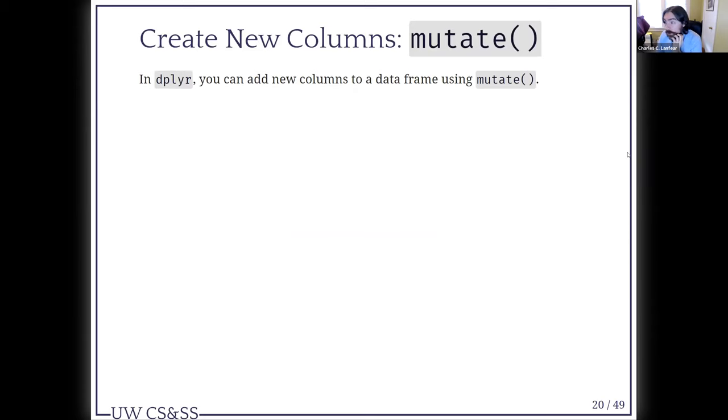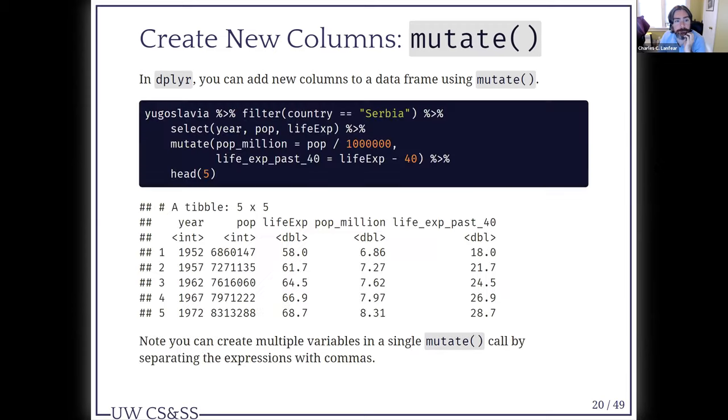In dplyr, we create new columns using mutate, as I keep saying over and over again. We can add new columns to a data frame with mutate. So for example, here I'm gonna create a couple columns, and you can create as many variables as you want in a single mutate call. So here I say, take the Yugoslavia data and then filter so that the country is Serbia and then select the year, population and life expectancy columns and then mutate some new variables.